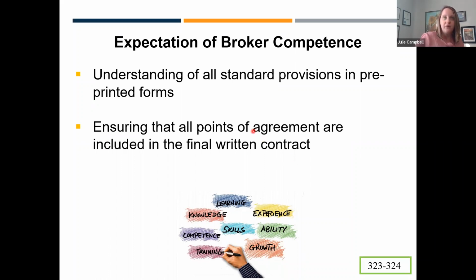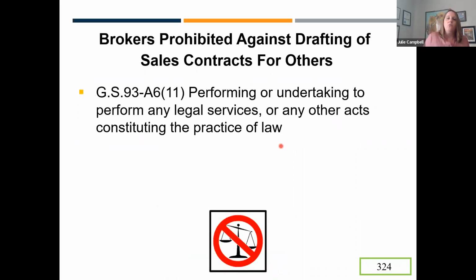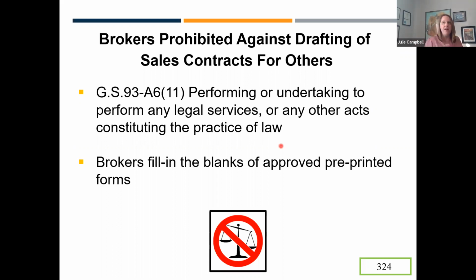When it comes to the offer to purchase and contract, we are prohibited from drafting. We are not attorneys. I cannot draft verbiage. If you guys are not in the habit yet of your morning affirmations, looking at yourselves in the mirror saying, I am not an attorney, please start. Understand, you cannot draft. You cannot add provisions. You cannot strike through. You cannot cross. The only thing I'm allowed to do is fill in the blanks. They provide me the form, the pre-printed forms with blanks, and I fill those blanks in.